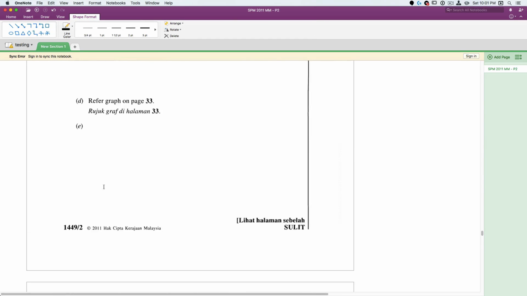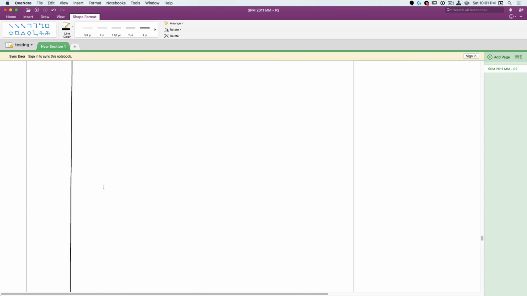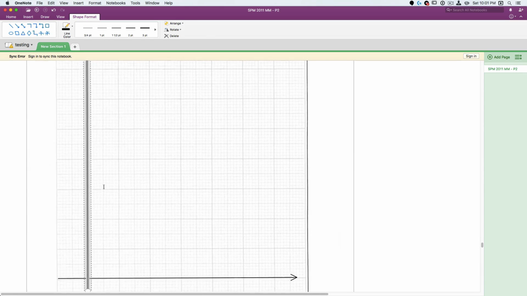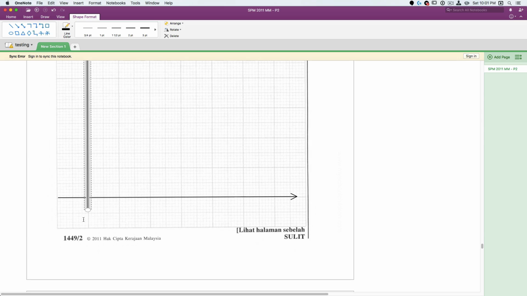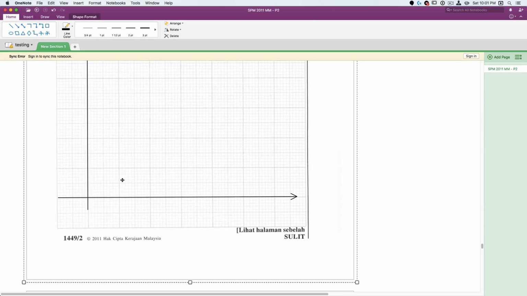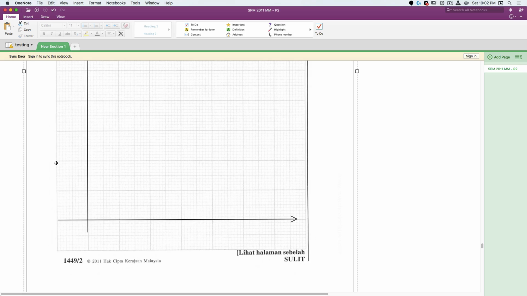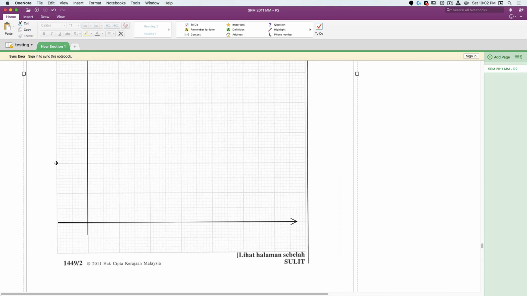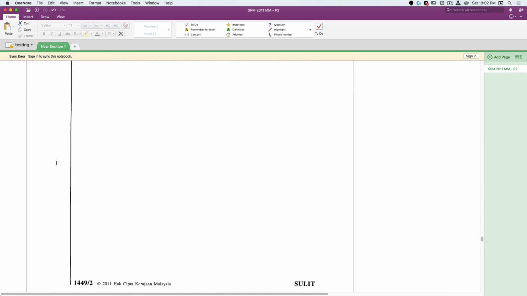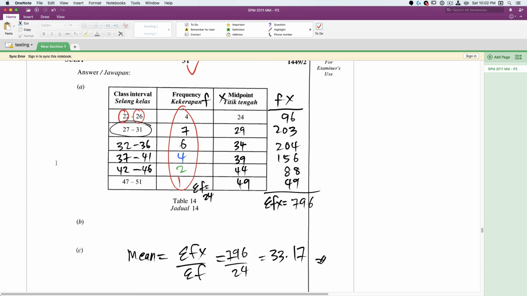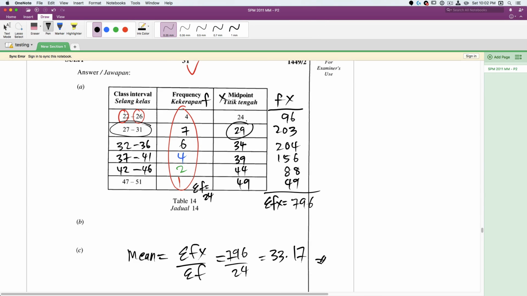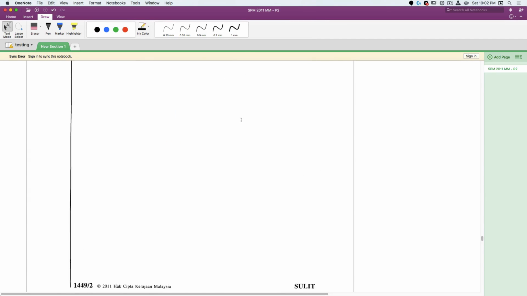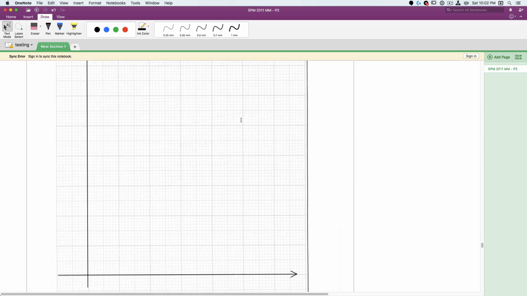Yeah, up to, what is my higher frequency? 7, then it should not be that high. Yeah, should be enough. Okay, since I have this one already, then I will label according to what I have here. My midpoint actually starts with 29. So I will do something like this.